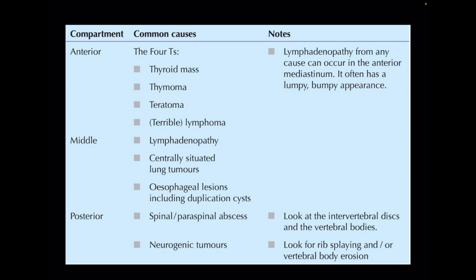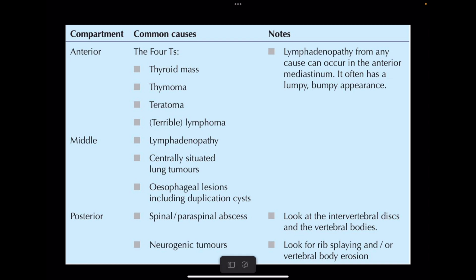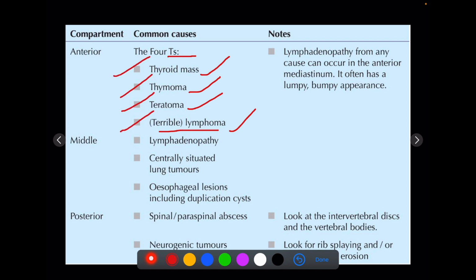Now the masses that can arise from the compartments. So what are the masses that can arise from the compartments? These are nothing but the 4 T's: thyroid, thymus, teratoma, terrible lymphoma. So thyroid, thymoma, teratoma, T cell lymphoma or terrible lymphoma.